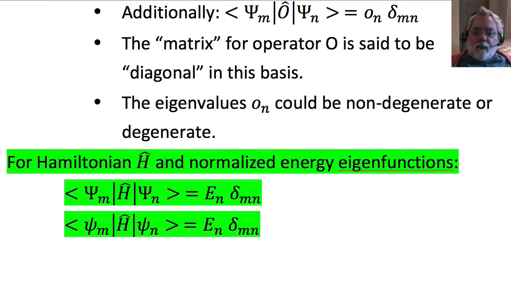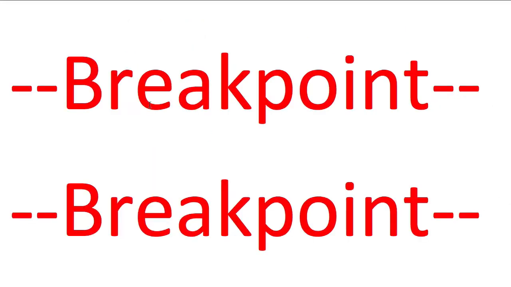Now, if we replace generic operator O with the Hamiltonian H, and we use the normalized energy eigenfunctions, the matrix element of psi sub m H psi sub n is going to be energy E sub n delta mn. This is a possible time to take a break.